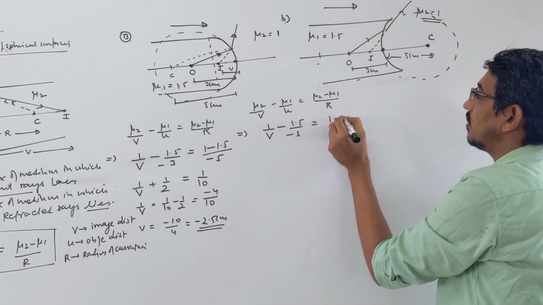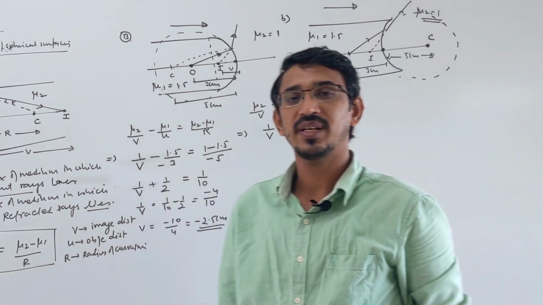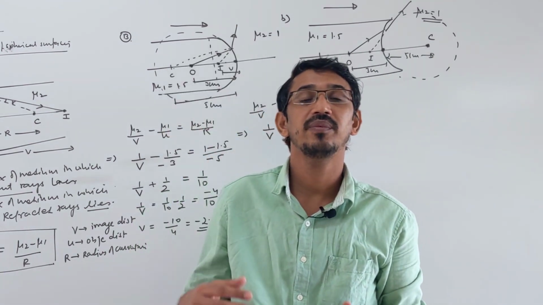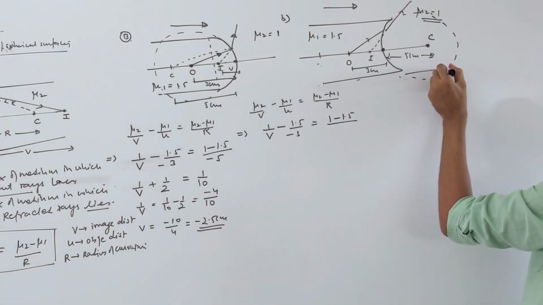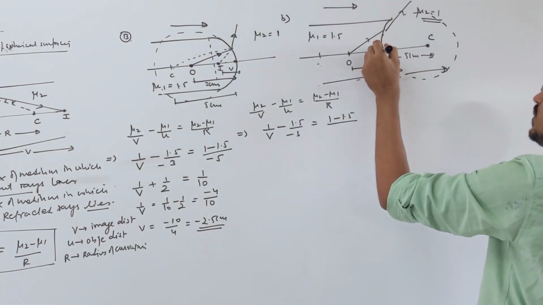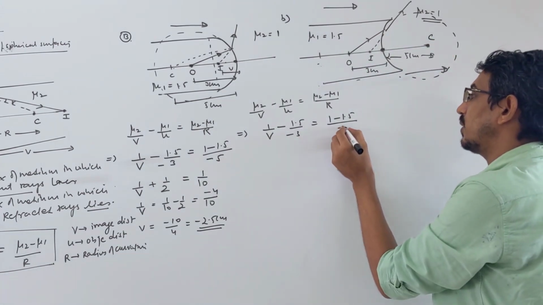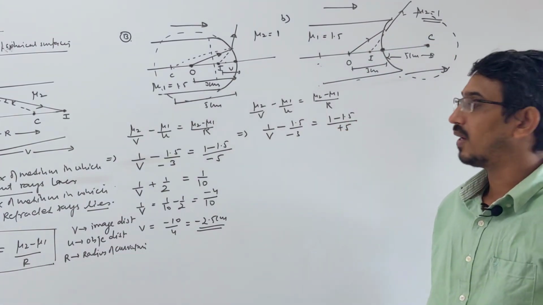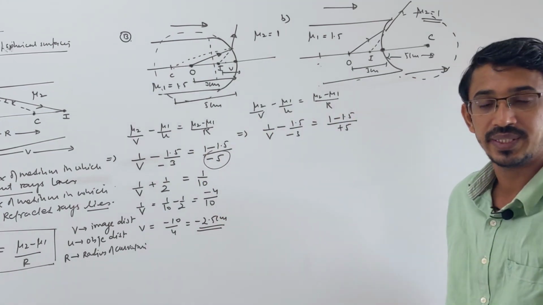Mu2 means what again? 1 minus 1.5 divided by R. What is R here? The value is 5 centimeter and is it positive? Why positive? Because the radius of curvature is on this side now, okay? The direction of light is going from here to here, so this is a positive value. R is positive, means plus 5 here. Last time it was minus 5. This was the only change in both situations, right?